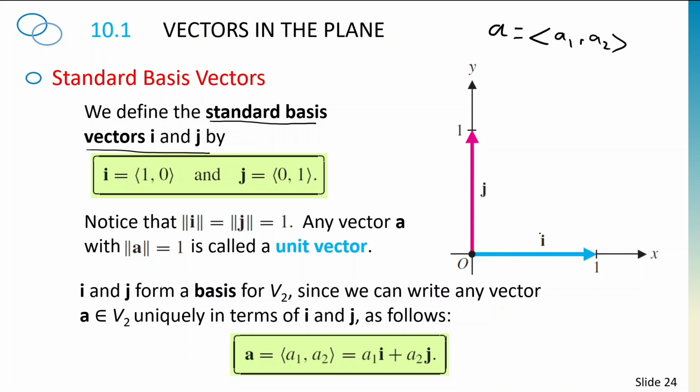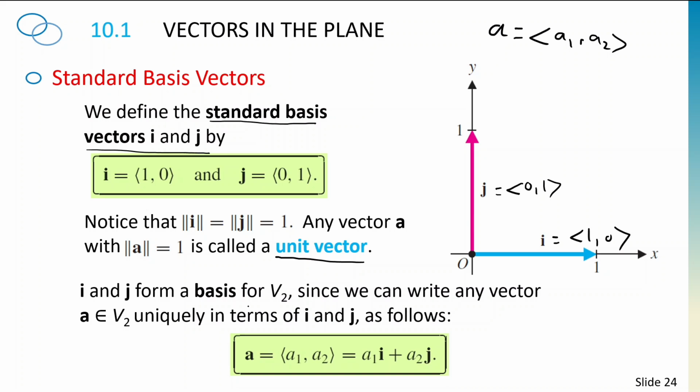this one, i, its initial point is 0, terminal point is (1, 0). This is the standard basis i. Notice that the vector, if I need to write it, is (1, 0). And j is the vertical one, so j will be (0, 1). The length of this vector, clearly, the magnitude or the length is 1. So this is what they call a unit vector, okay? Both of them, i and j, have the same length.